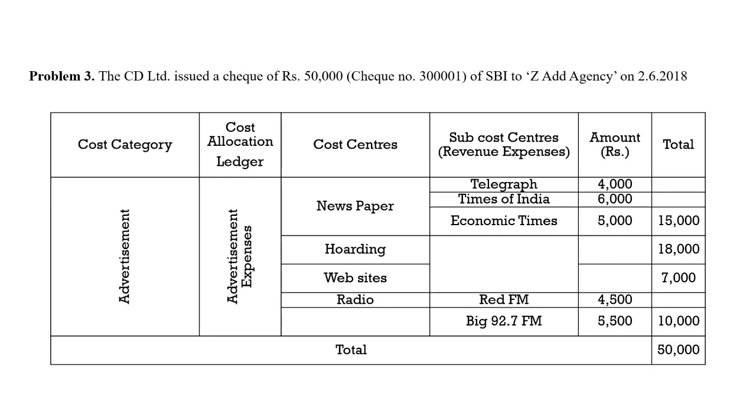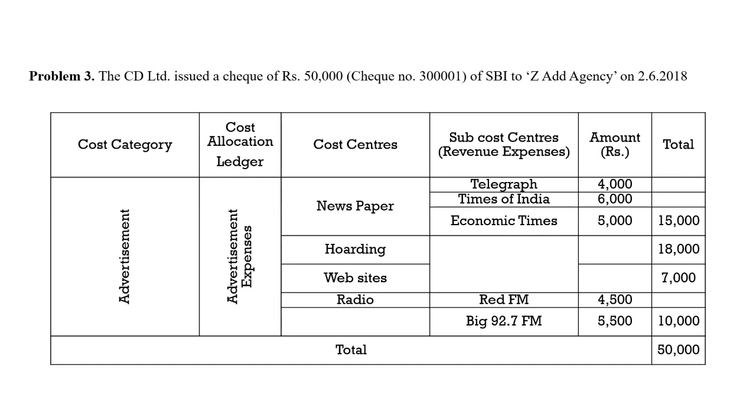Now look, I will open a new company that is CD Limited and issue a check of 50,000. What does it mean? Now 50,000 of SBI to Z ad agency. So in this case, Z ad agency is an agency. I would like to buy their services. On what date?